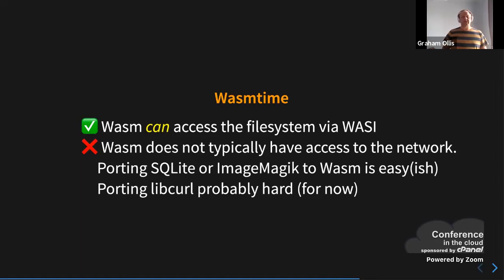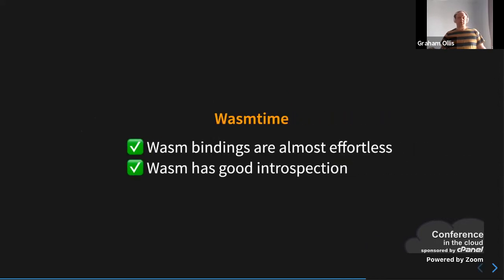As we showed with the WASI interface, WebAssembly can access the file system, or at least some file system that might be virtualized. It doesn't typically have direct access to the network, at least not in the current implementations. Unless you provide those bindings yourself. This means that things like SQLite or ImageMagick should be pretty easy to port to WebAssembly, but something like libperl would be quite difficult. The really great thing about WebAssembly is that the bindings themselves are almost effortless. I showed before that thanks to the security needs of WebAssembly, introspection is quite good.